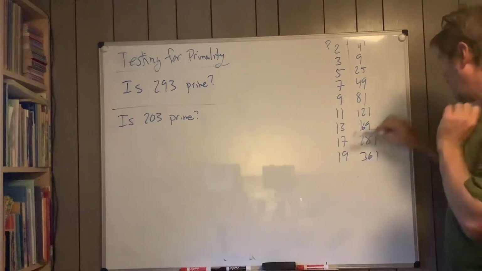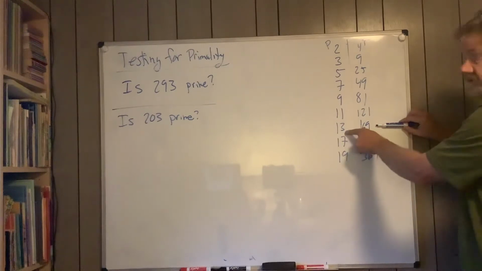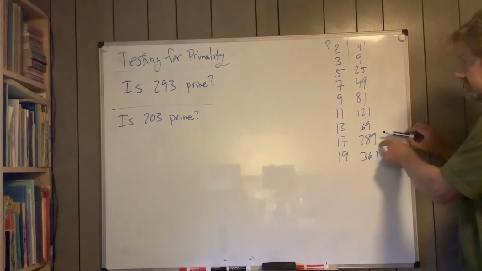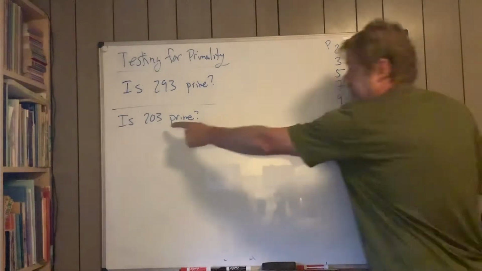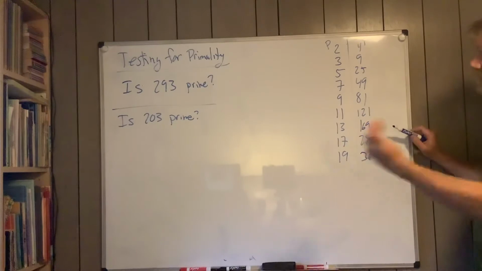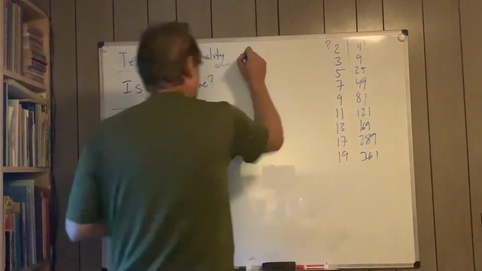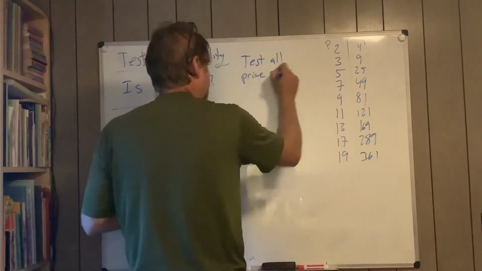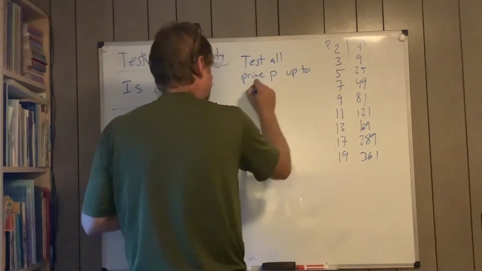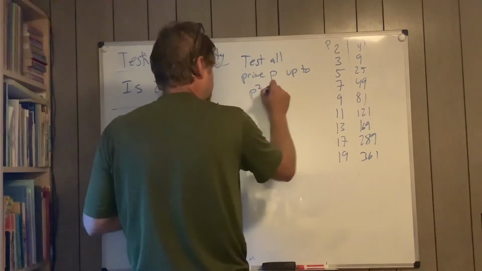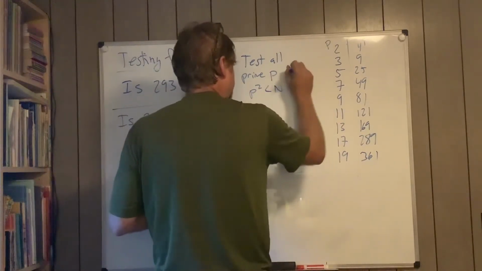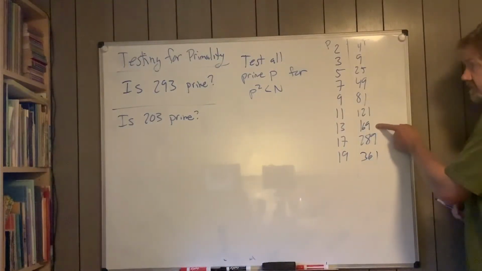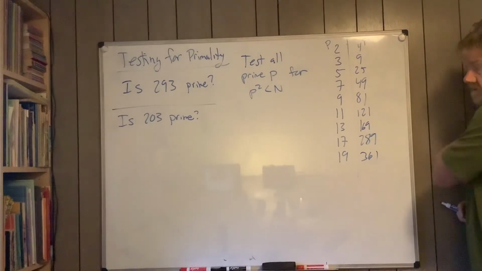So if I've got a list of these things, I need to go to 13, because after that, the square of the prime is bigger than the number itself. So remember, we test all primes p up to p squared less than n. Right, so that's up to 13.